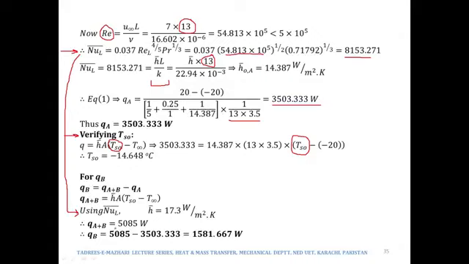So then QA plus B would come out to be 5085 watts, and simply by taking the difference of QA plus B and QA, we will get QB of 1581 watts. So this is how the values would be calculated.